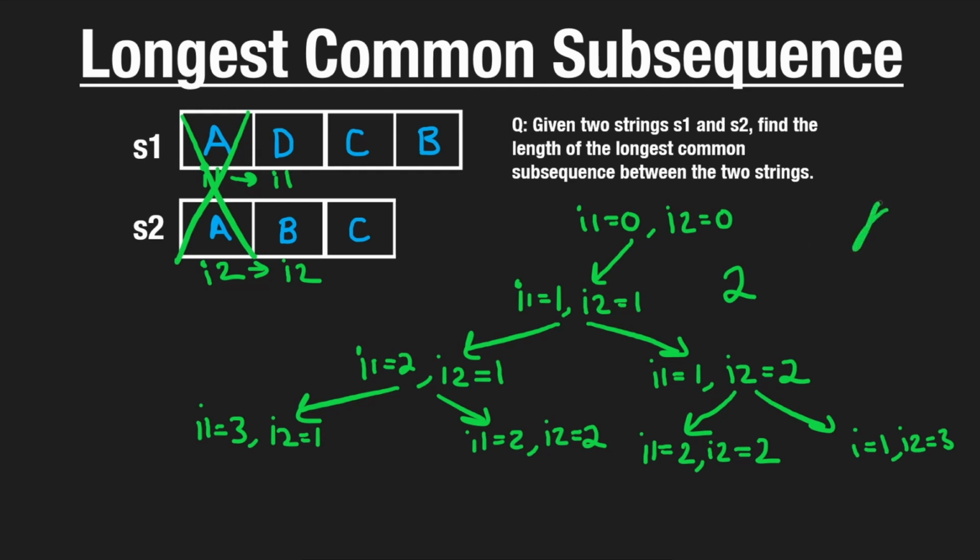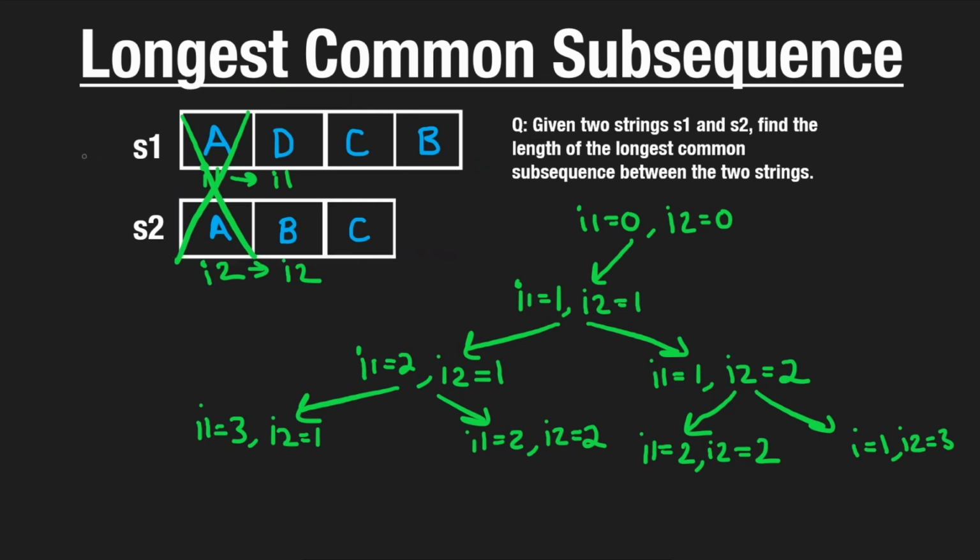What's the height of this tree going to be? What's the maximum possible height? Well, in the case where we're branching 2 times, we're only incrementing one of these 2 pointers. So how many total times can we increment these 2 pointers? Well, of course, it's going to be the total length of the 2 strings combined.